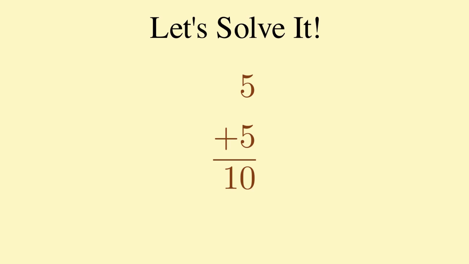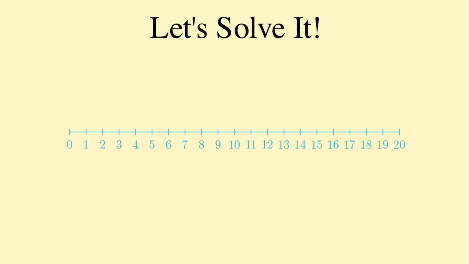We can also use a number line. Start at 5 and move 5 steps forward. 1, 2, 3, 4, 5. We land on 10. Great job! Now, let's move to the next question.